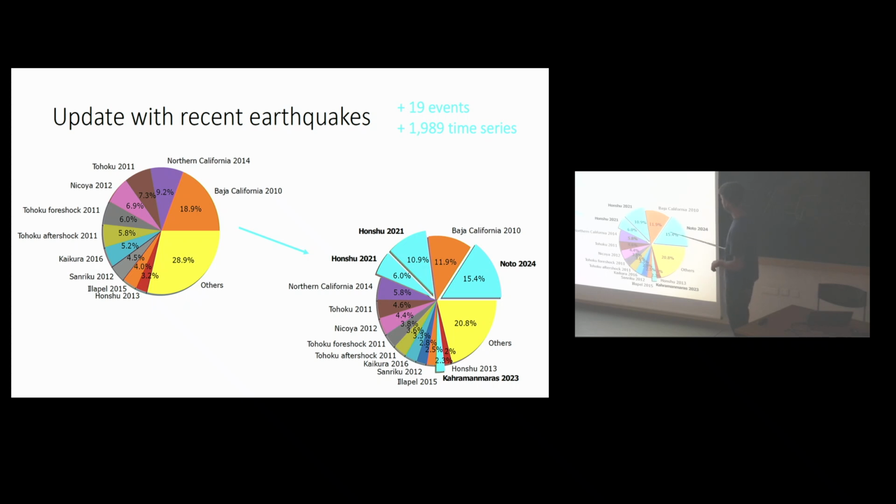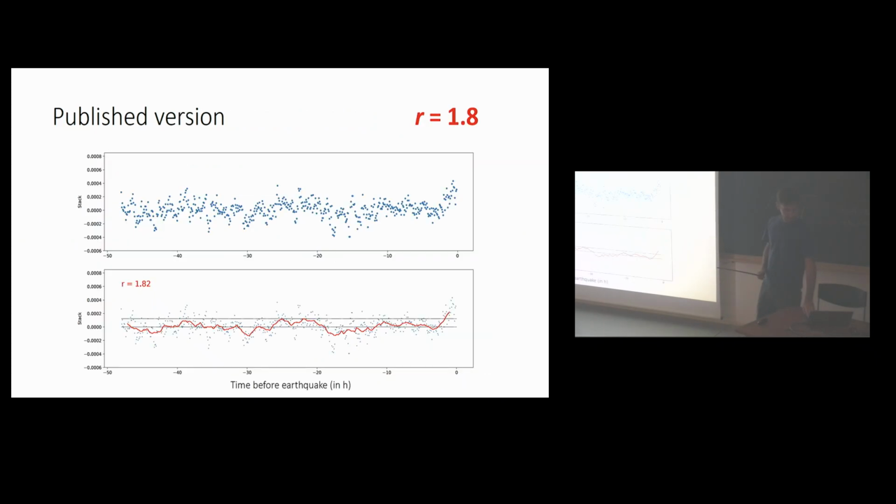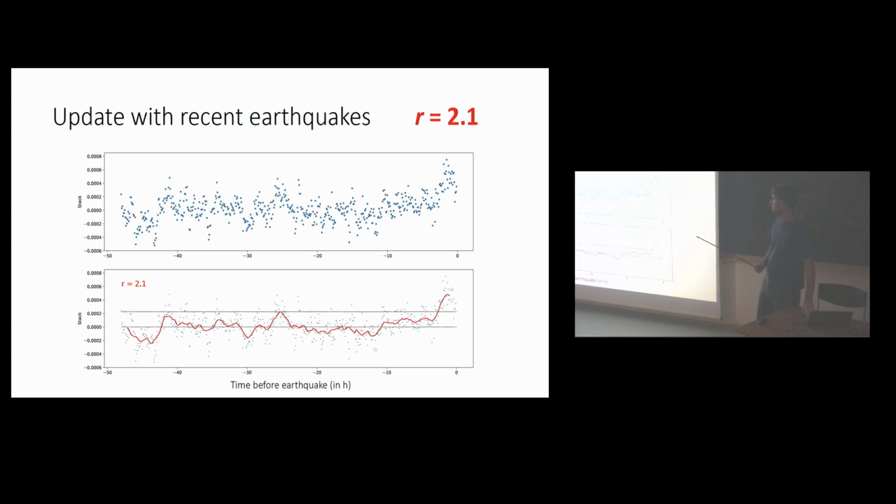And you can see that these earthquakes count a lot because they add 2,000 time series. Because each time there is an earthquake now, there is a lot more data. So it's kind of an exponential curve. And so adding those new events, we go from this stack that we've been seeing all along with an error ratio of 1.8 to this one, which has an error ratio of 2.1.